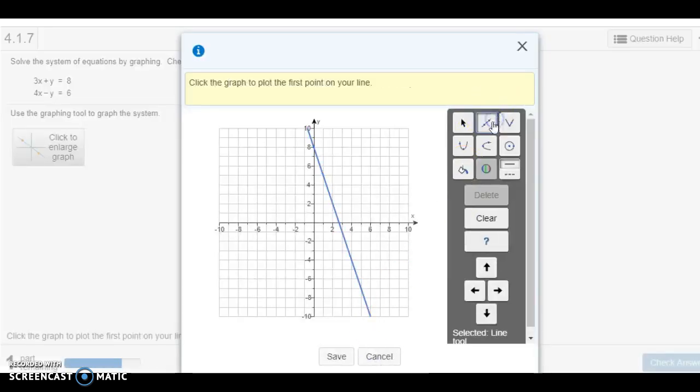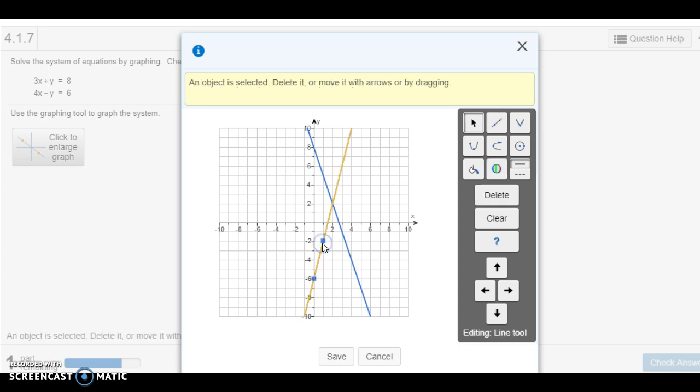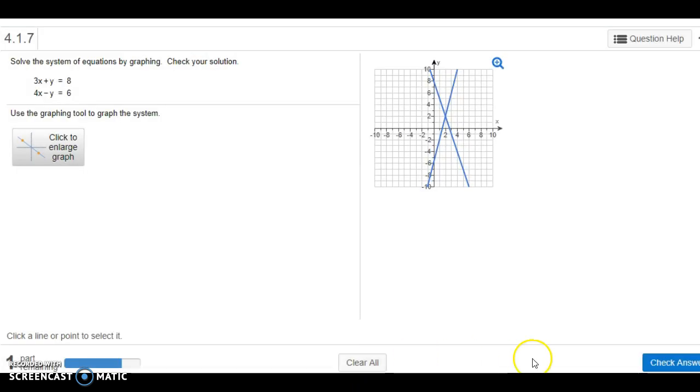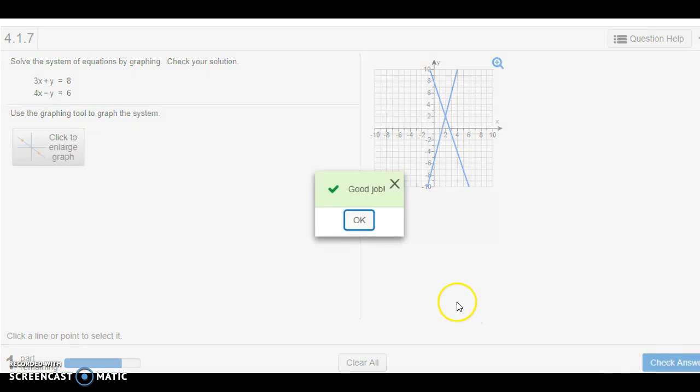I'm going to choose my line again. I'm going to start at (0, -6), double check I'm in the right spot. Then I'm going to go up 1, 2, 3, 4 to negative 2, and over to 1. And there we go. I save it and check it, and we did good.